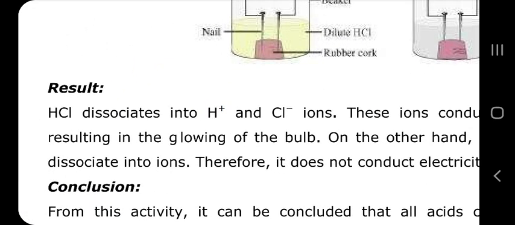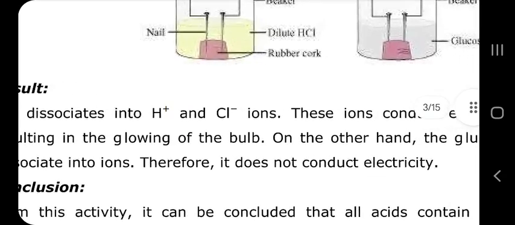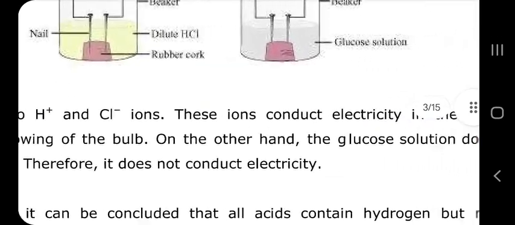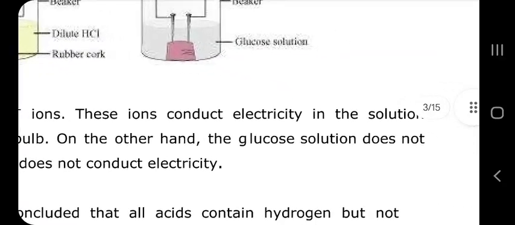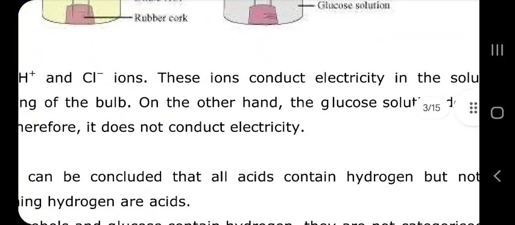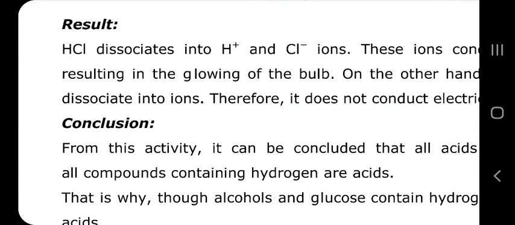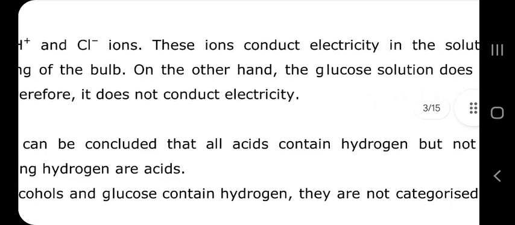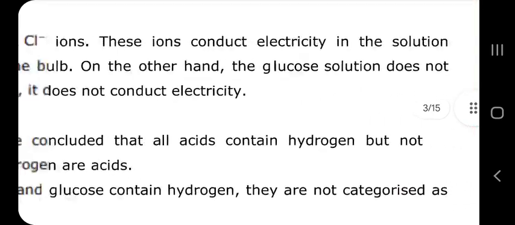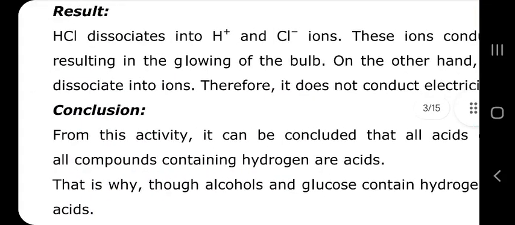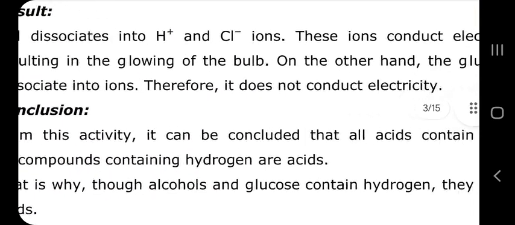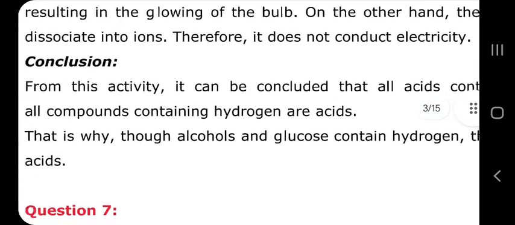Result: hydrochloric acid or hydrogen chloride dissociates into hydrogen ions and chloride ions. These ions conduct electricity in the solution, resulting in the glowing of the bulb. On the other hand, the glucose solution does not dissociate into ions, therefore it does not conduct electricity.